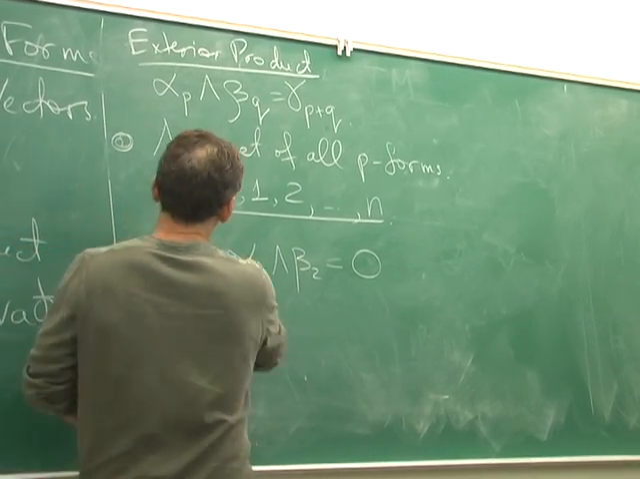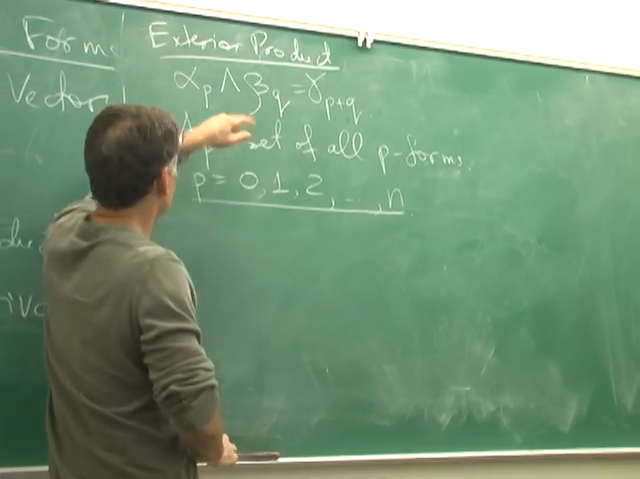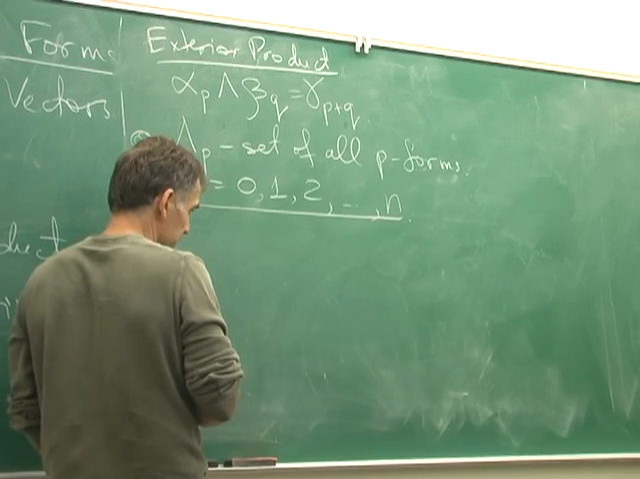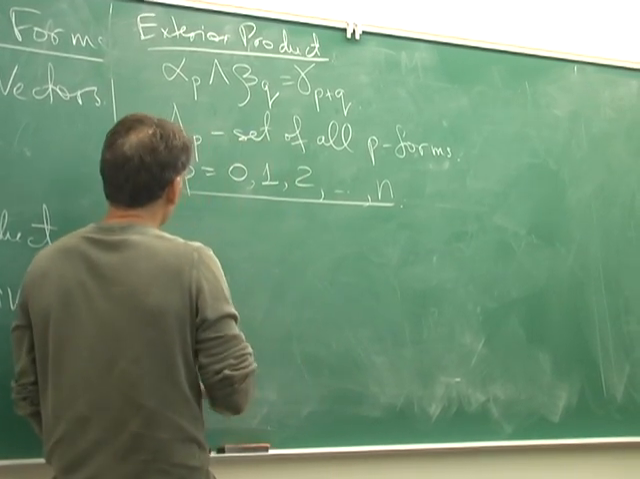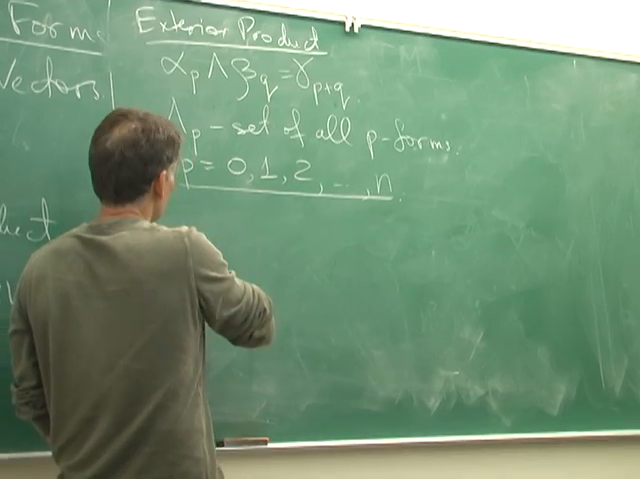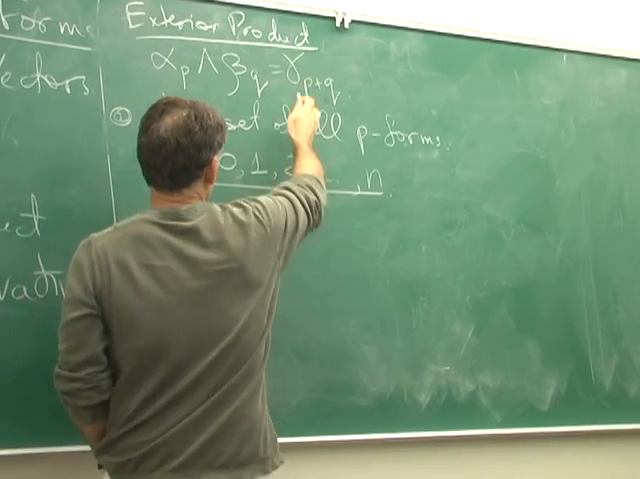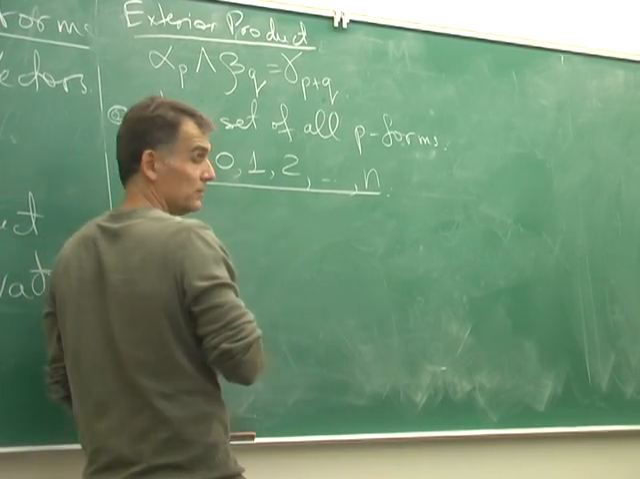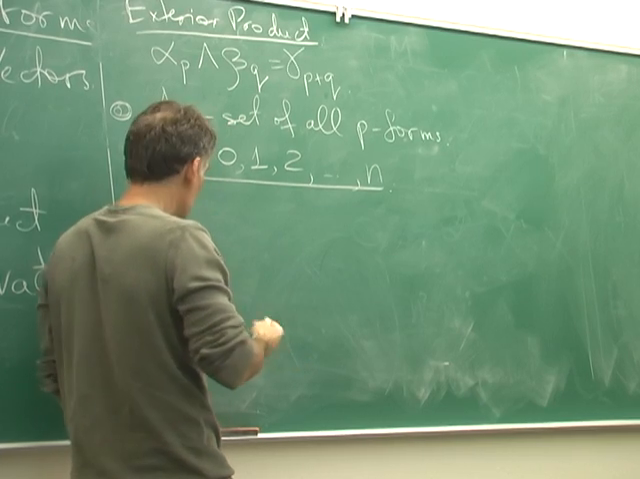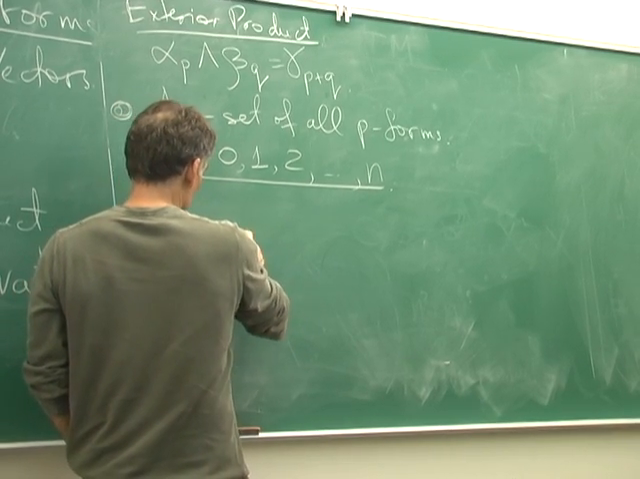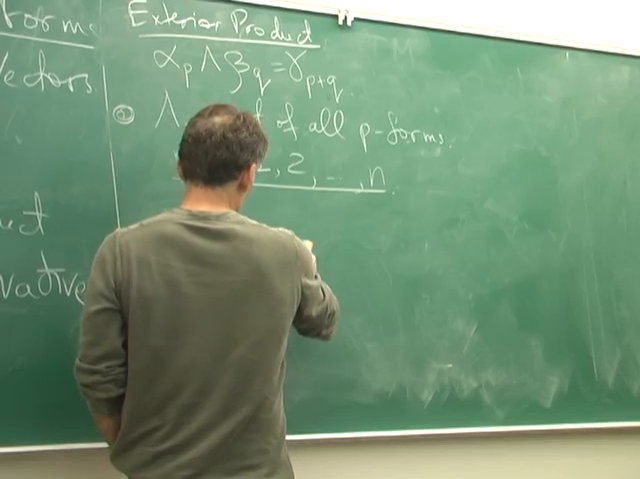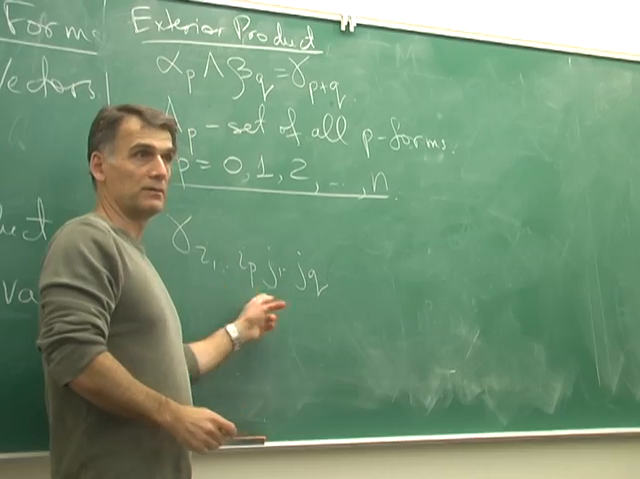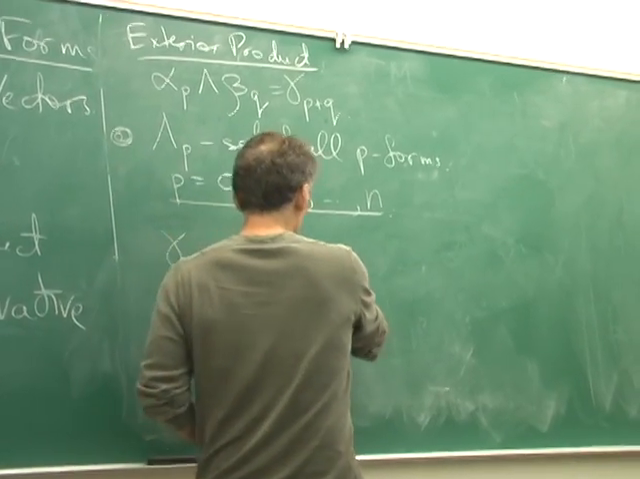Okay, so let me define how that wedge product is defined. Well, let me just define it in terms of the components. So the components of the product, which is a P plus Q form, so it has P plus Q indices, I1 to IP, J1 to JQ. So it's a P plus Q form. And of course, it's antisymmetric in all of these indices, right? Must be. So it is obtained as follows.